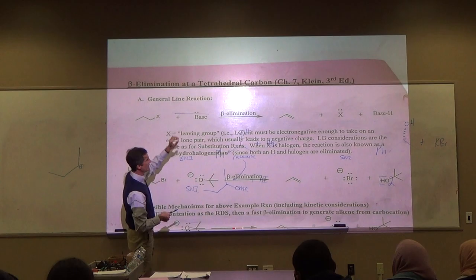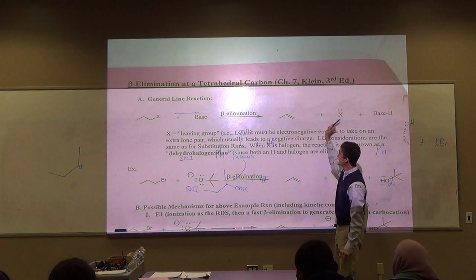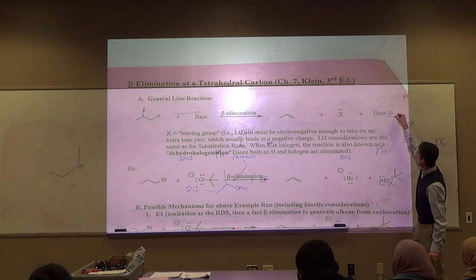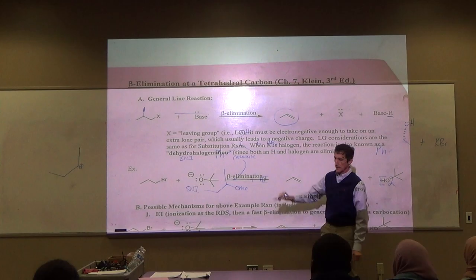We're not replacing it, we're removing it, but we're also removing a beta hydrogen. There's an H here, and it's now gone. The base takes it, and then the leaving group is gone. Elimination reactions give what type of products? Alkenes.